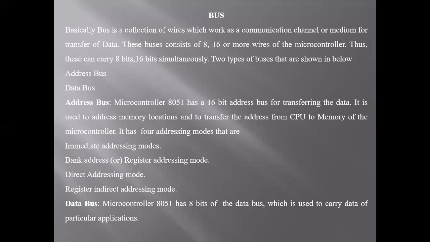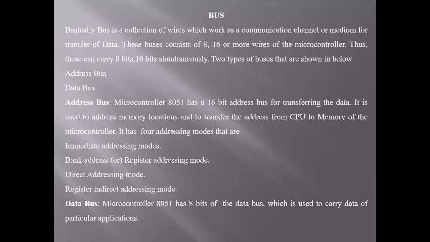Bus. Basically, a bus is a collection of wires which work as a communication channel or medium for transfer of data. These buses consist of 8, 16 or more wires of the microcontroller. Thus, this can carry 8 bits, 16 bits simultaneously. Two types of buses are shown below: address bus and data bus. The address bus: the microcontroller 8051 has a 16-bit address bus for transferring the data. It is used to address memory locations and to transfer the address from CPU to memory of the microcontroller.